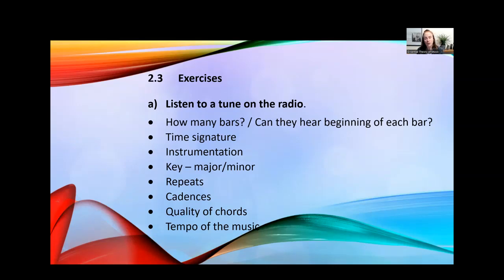Those are the kinds of things that you can tell them to start listening for, because before you know it, every time they get in the car or they listen to a piece of music, they're going to start to listen to these musical elements, which is ultimately going to help them with aural.